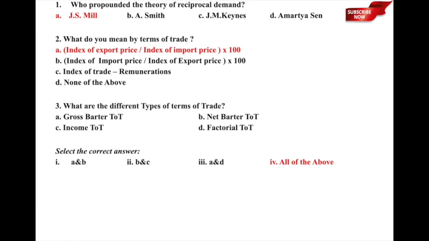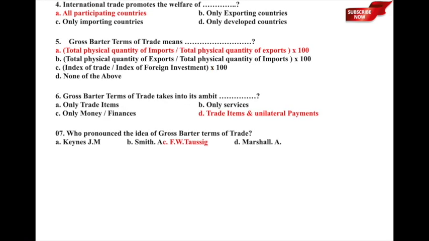So here the correct answer is all of the above. That means the different types of terms of trade are gross barter terms of trade, net barter terms of trade, income terms of trade, and in terms of factorial we have single factorial and double factorial terms of trade. I hope the question is clear. Let us now move to the fourth one.